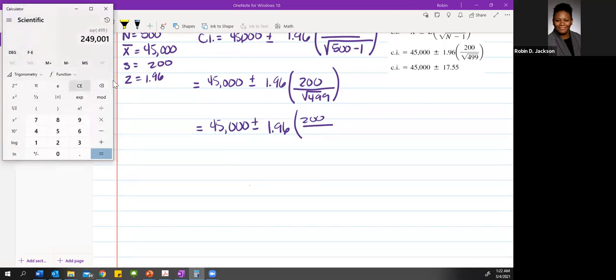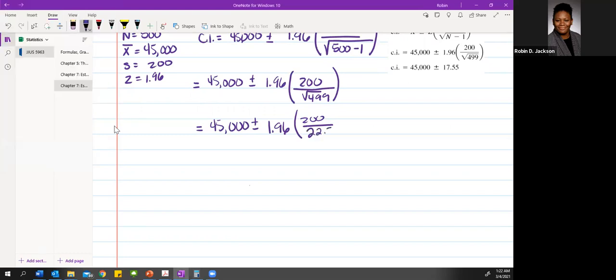Let me clear out the previous problem. We need the square root of 499. Uh-oh, I did something wrong. Okay, 499, square root. That's going to be 22.3383. Well, that second 3 is followed by an 8, so we're going to round up. So it'll be 22.34. So 200 divided by 22.34.